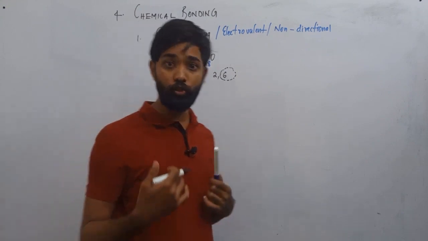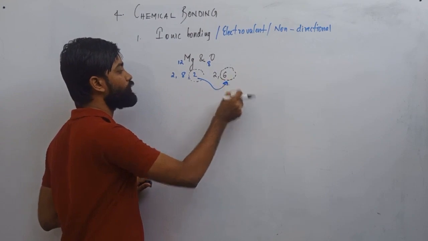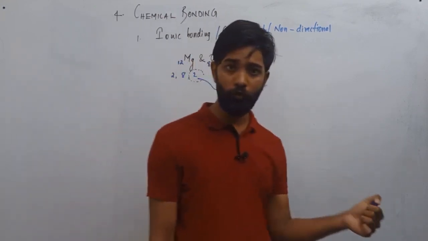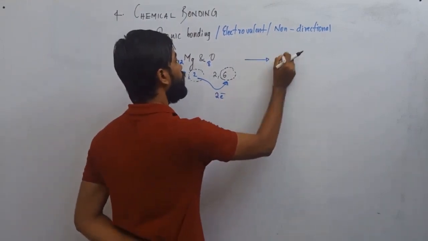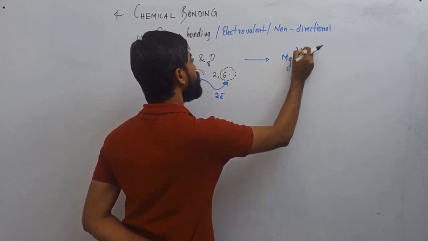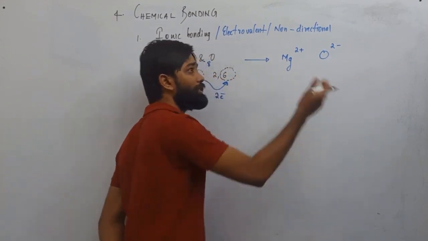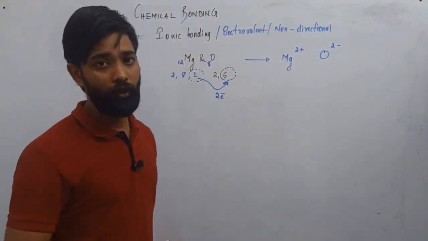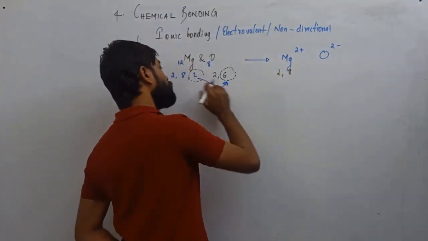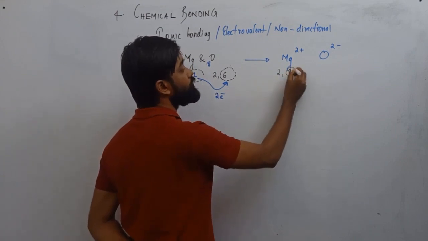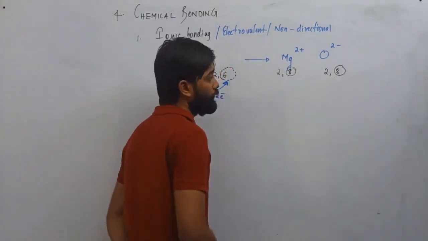So magnesium has a tendency to lose 2 electrons, whereas oxygen has a tendency to gain 2 electrons. Magnesium donates 2 electrons and oxygen readily accepts them to form the ionic compound. Magnesium becomes Mg2 plus, and oxygen becomes O2 minus. There is electrostatic force of attraction, and this type of bonding is called ionic bonding. Both attain octet stability.